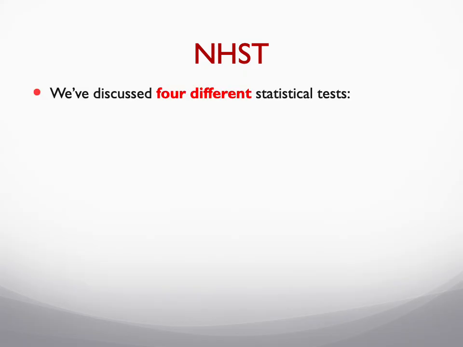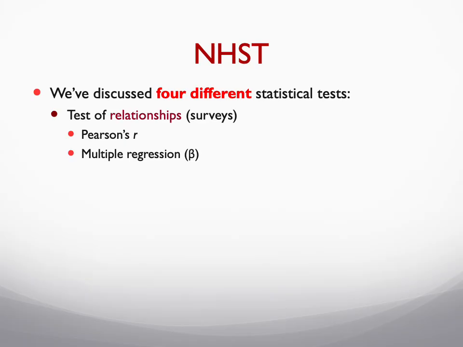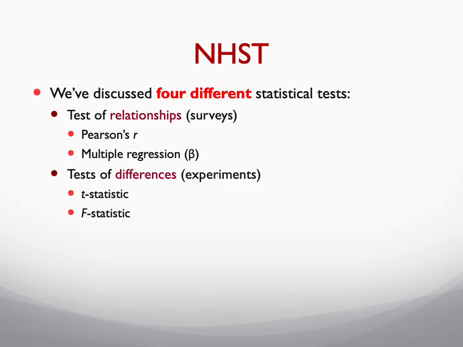To recap where we've come so far, we've talked about 4 different statistical tests this semester. We've talked about tests of relationships, which are typically used in survey study research, including Pearson's r, our bivariate analysis, and multiple regression with a beta coefficient, which is our multivariate analysis. We've also talked about tests of differences, which are often used for experimental designs: our t statistic, which is for bivariate analyses, and our F statistic, or ANCOVA, which is for multivariate analyses.